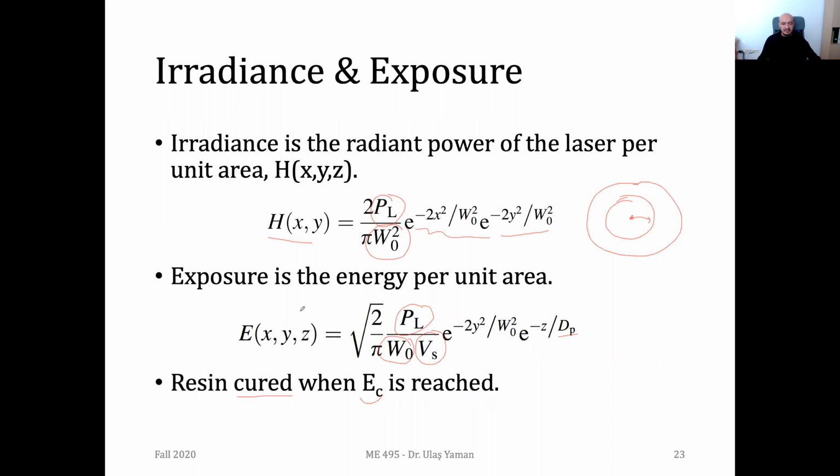Speed is highly important. Can anyone tell me the relation between the speed and the exposure? So what happens if you go faster? Assume that this is our resin. If you go faster, what would happen? Or if you go slower, which one do you prefer in which cases? We spend the same energy, but for a bigger area, if we increase the speed. Yes, if you increase the speed, then your energy will be distributed. And what about EC? Can you reach EC easier with high speed?